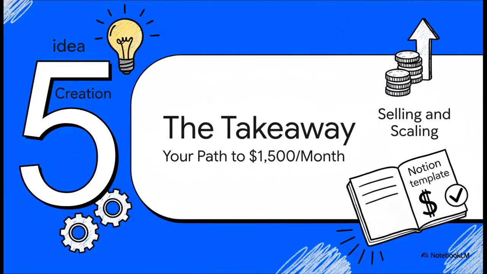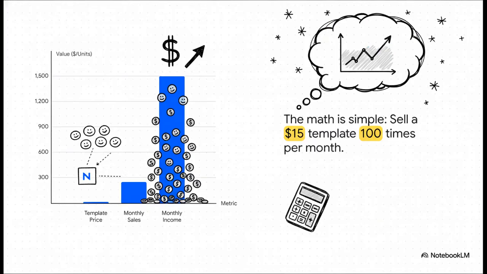All right, we've gone all the way from a simple idea to a scalable business. Let's bring it all home and look at the final takeaway, your clear, direct path to that $1,500 a month goal we talked about. Remember that number from the very beginning, $1,500? Well, here's the simple math. If you sell a great template for just 15 bucks, you only need to make 100 sales in a month to hit that goal. That's a little over 3 sales a day. When you put it that way, it feels totally possible, doesn't it?